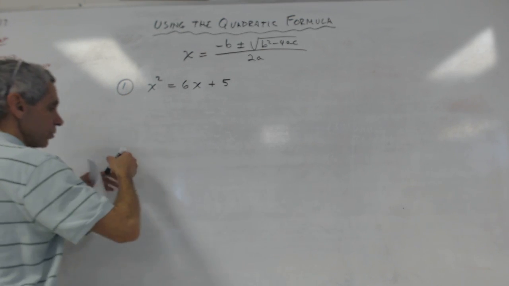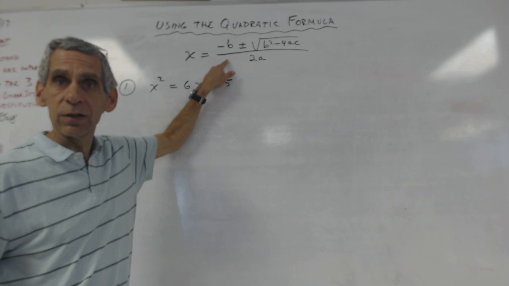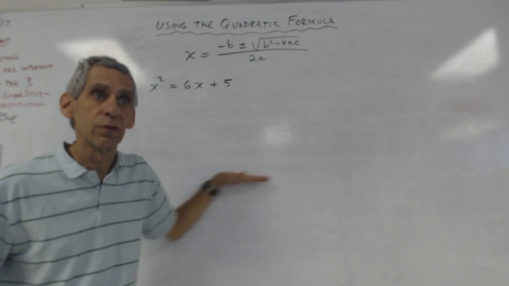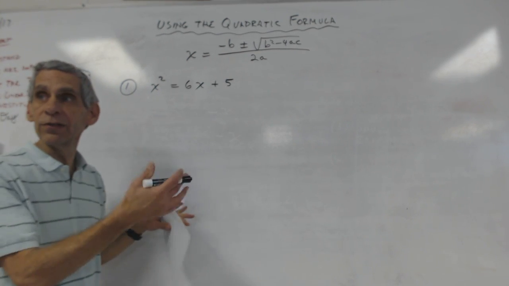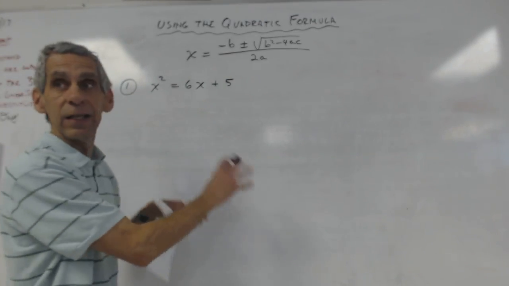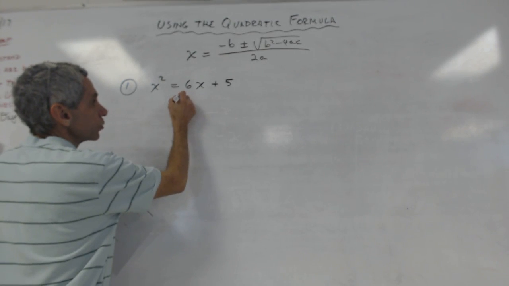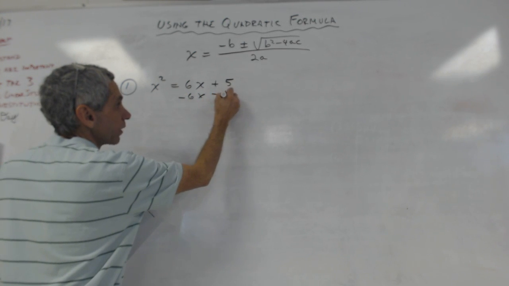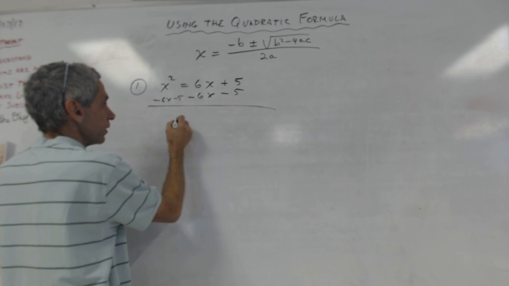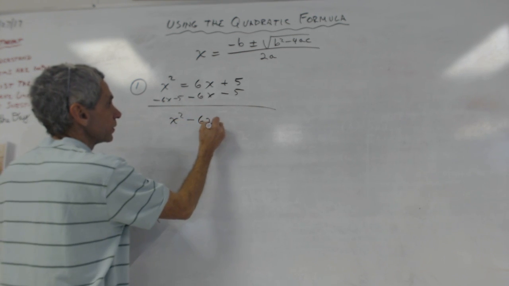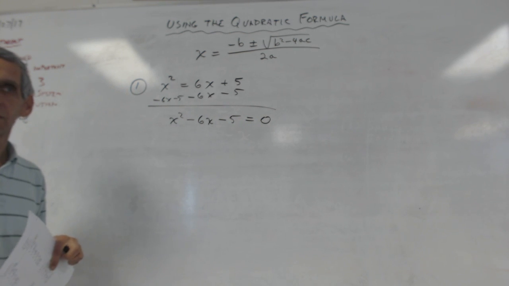All right? And so, remember, that's what I'm finding when I'm using the quadratic formula. I'm finding the zeros where it crosses the x-axis. So I want y to be 0, meaning I want the equation to equal 0. So I'm going to subtract 6x and subtract 5 from both sides, and that gives me x squared minus 6x minus 5 equals 0. Does that make sense?